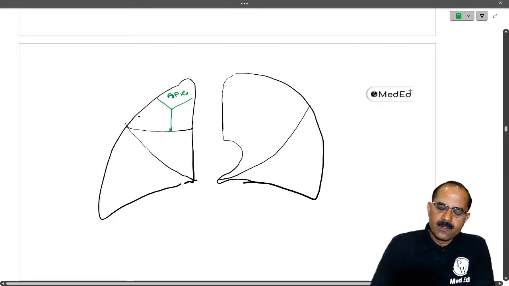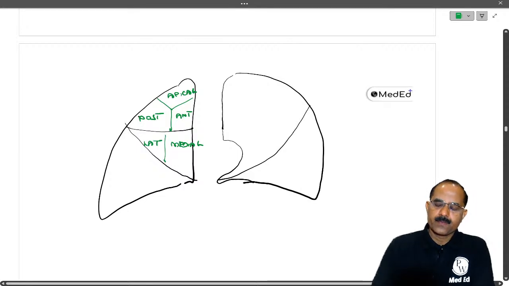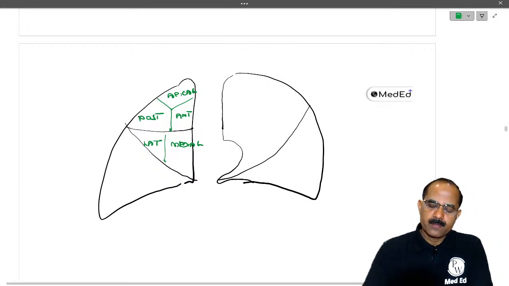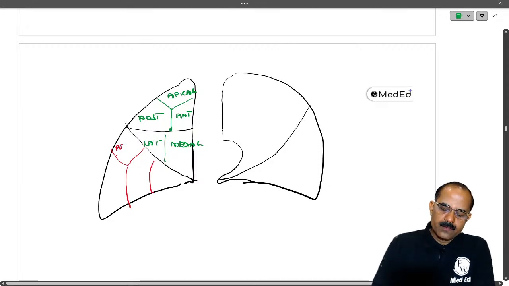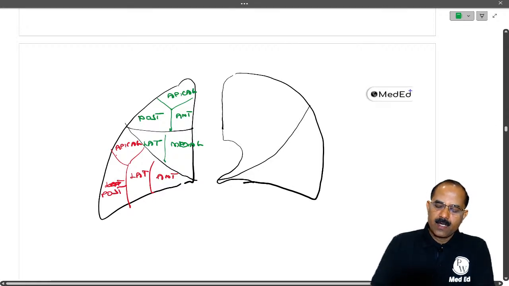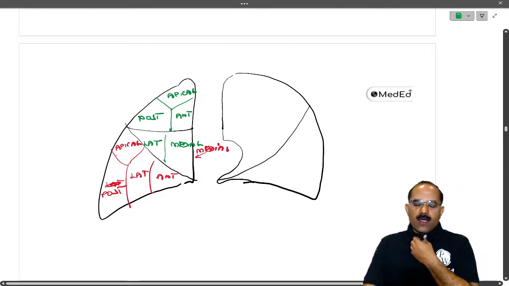This is apical, this is anterior, and that's posterior. For the middle lobe, this is medial, and that's lateral. For the lower lobe, what are the bronchopulmonary segments of the lower lobe? Apical. This is lateral basal. This is anterior basal. This is posterior basal. और एक होता है medial basal. Okay. So how many bronchopulmonary segments?